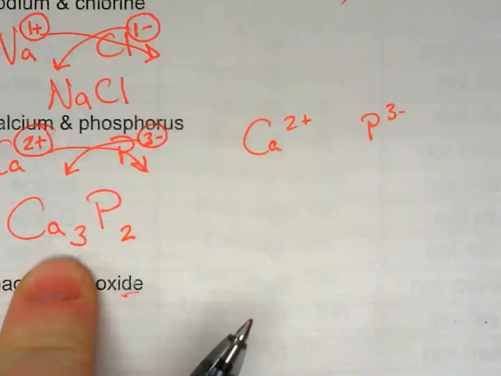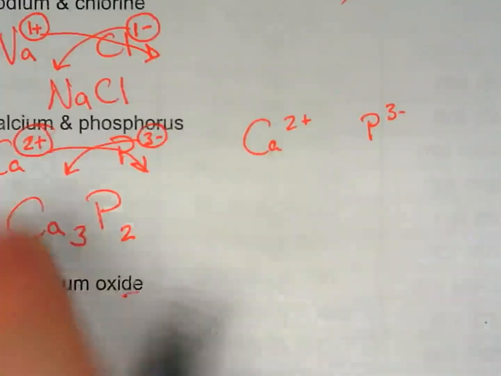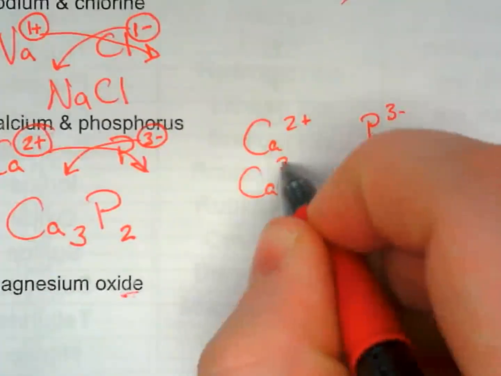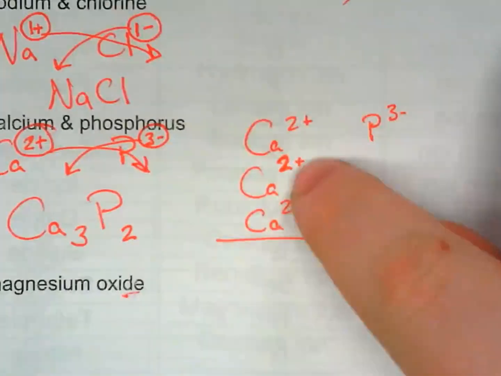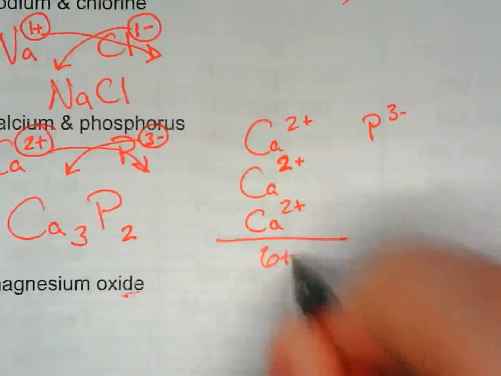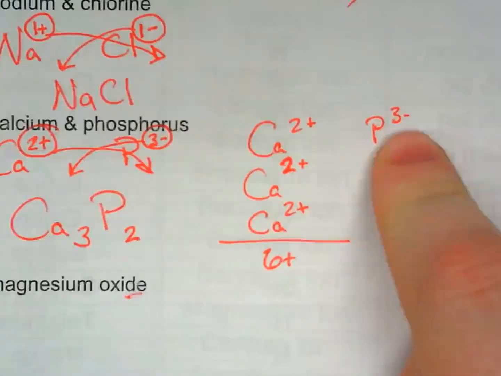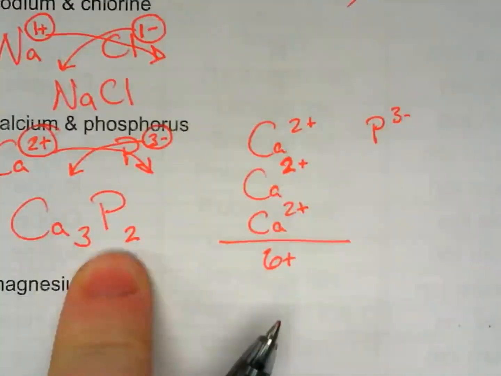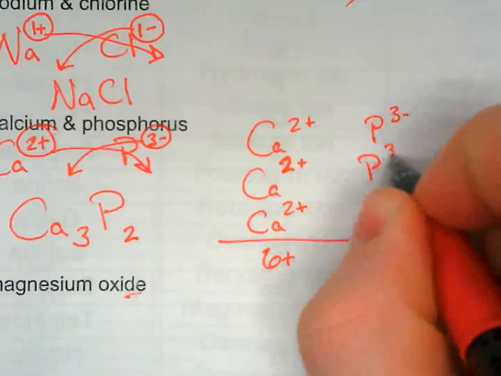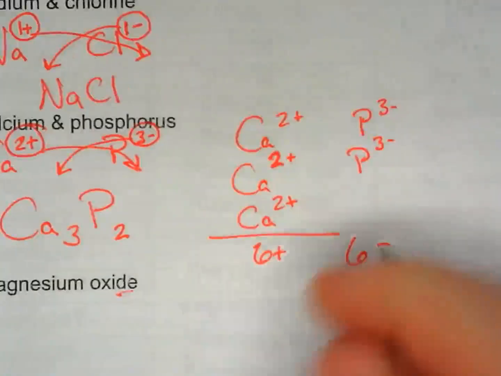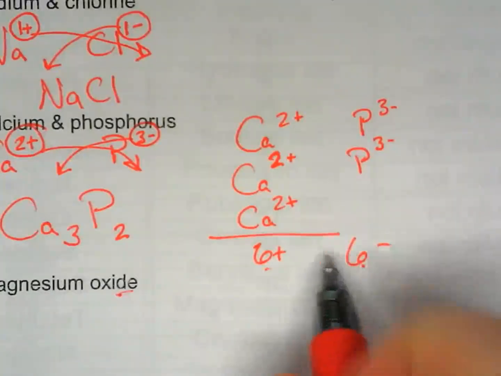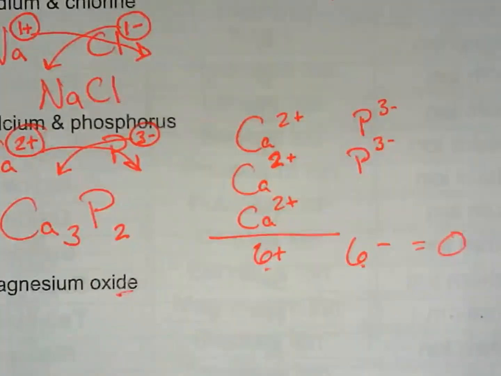Well, let's just count and see what the charge would be. The positive charge would be, if we had 3 calciums, just add their charges together, so that would be 6 plus. And then let's do the same thing over here with phosphorus, but phosphorus has 2 instead of 3. We add their charges up, so 3 plus 3 is 6 negative. And then we would see, look, 6 positive, 6 negative. That would be a 0 net charge.